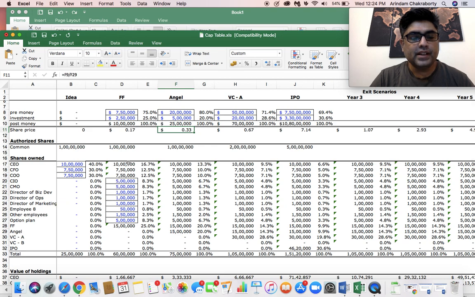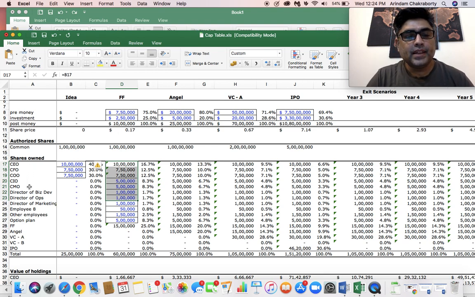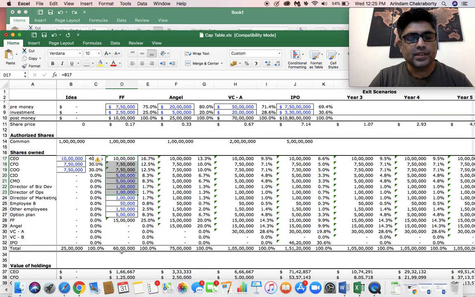So here we are getting to see the number of shares that are owned. That is what is mentioned over here. It is distributed between CEO, CFO, COO, CIO, CMO, Director of Business Development, Director of Operations, Director of Marketing, employees, other employees, okay, and option plans. So suppose they are asking for ESOPs and all, if they have come up with ESOPs, that is the pool, right?